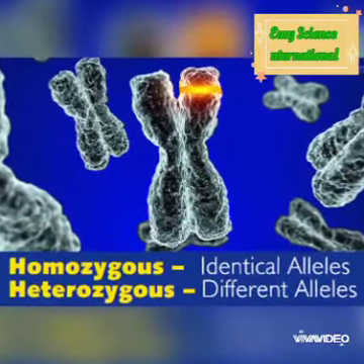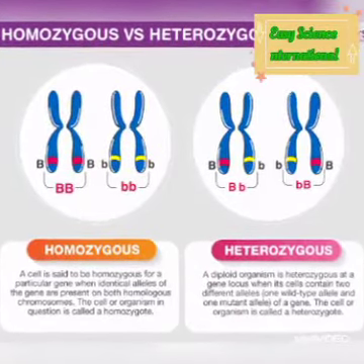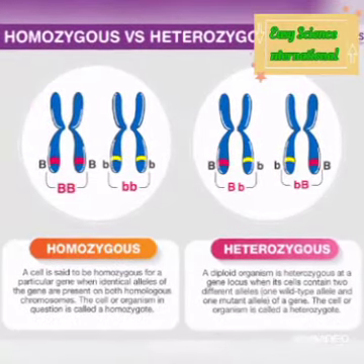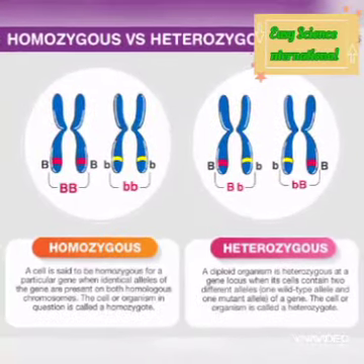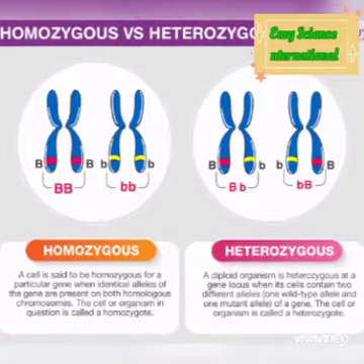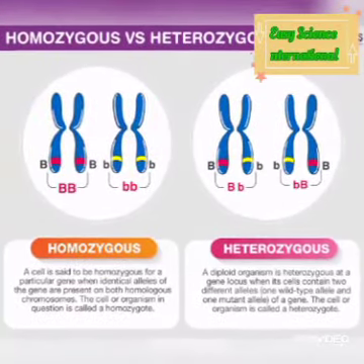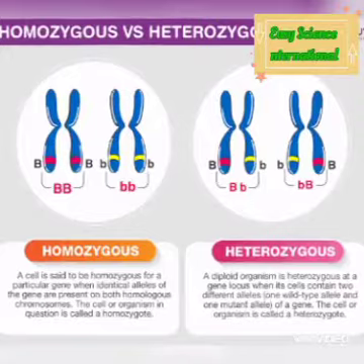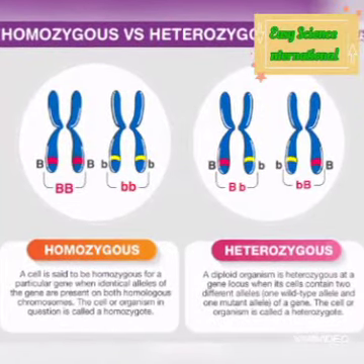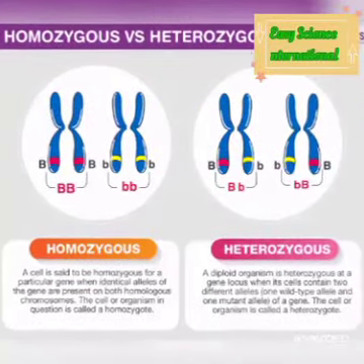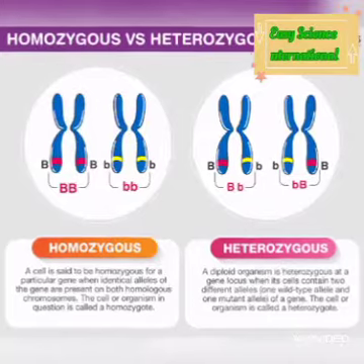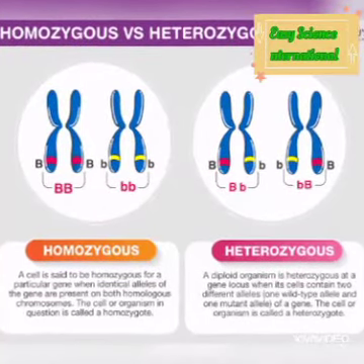Homozygous and heterozygous condition. Homozygous. As the word suggests, homo means the same. Therefore, a cell is said to be homozygous for a particular gene when identical alleles of the gene are present in both homologous chromosomes. The cell or organism in question is called a homozygote.